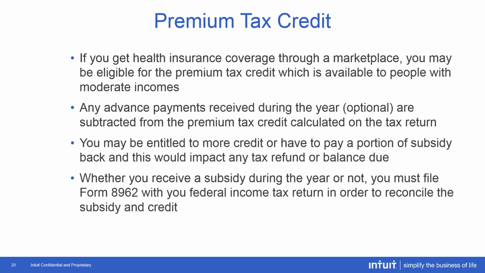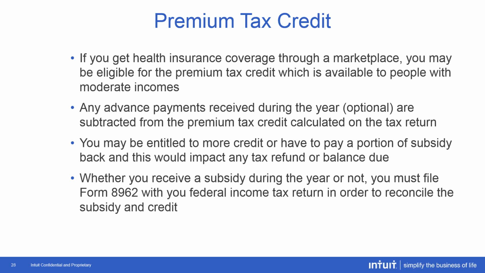Premium tax credit. If you get health insurance coverage through a marketplace, you may be eligible for the premium tax credit, which is available to people with low to moderate incomes. Any advance payments received during the year are subtracted from the premium tax credit calculated on the return. Now, these advances are optional. In other words, the taxpayer could claim to get the full credit on the tax return, no upfront subsidies. The other thing to point out is that the subsidies typically go over to the insurance company, so the taxpayer only pays the net amount for the monthly insurance.